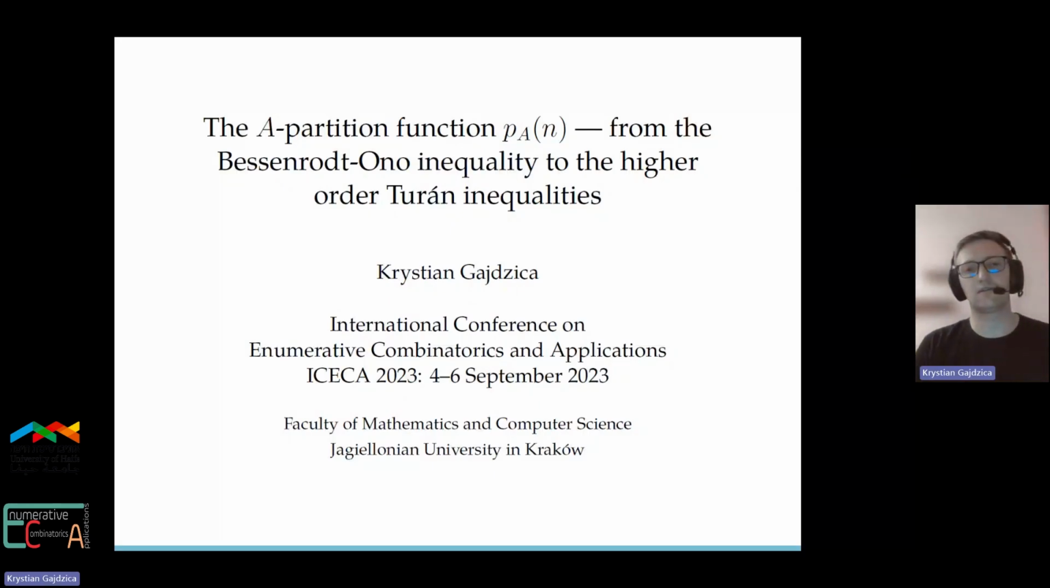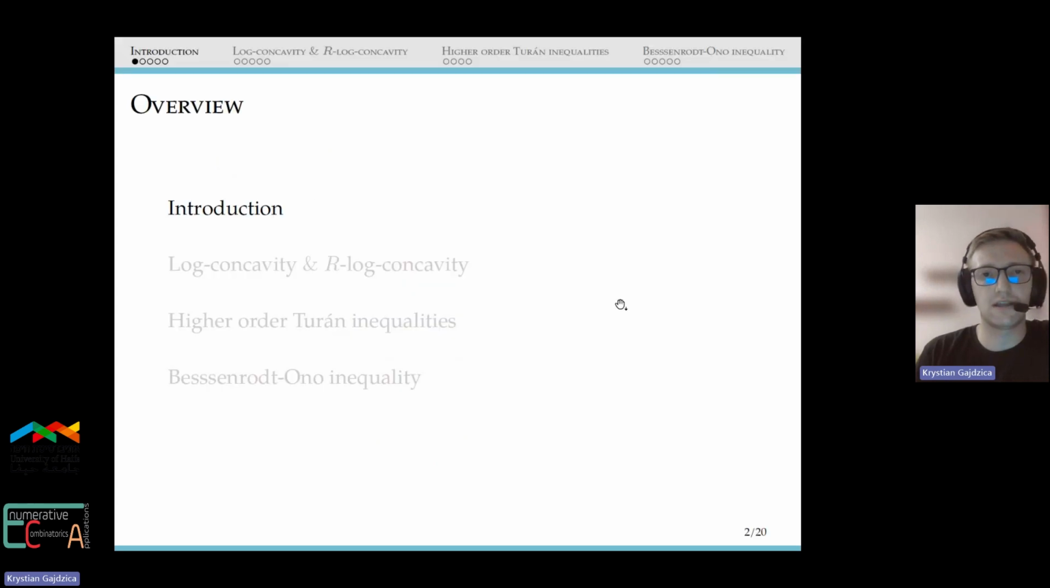The talk is devoted to the log behavior of the A partition function, and to the log behavior of quasi-polynomial-like functions. Therefore, at the beginning, let me recall some basic definitions related to these issues. The first of them is the definition of an A partition.